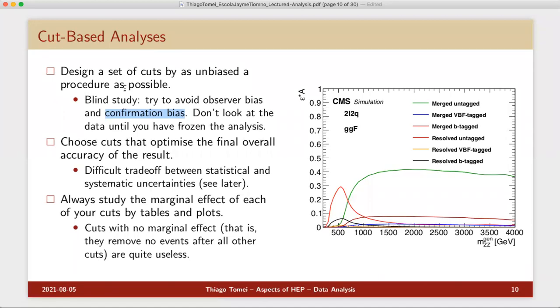So the idea is that you choose cuts that optimize the final overall accuracy of the result. And here I'm using accuracy in a loose term. You have to choose a figure of merit that you want to optimize. And this can be different figures of merit, right? Because you may want the maximum amount of signal, or the best ratio of signal to background, or the least amount of background. All of these are different things, and you usually cannot optimize for all of them at the same time.